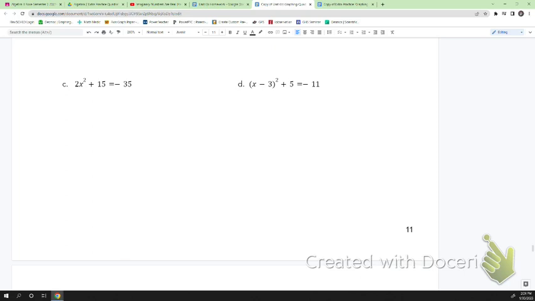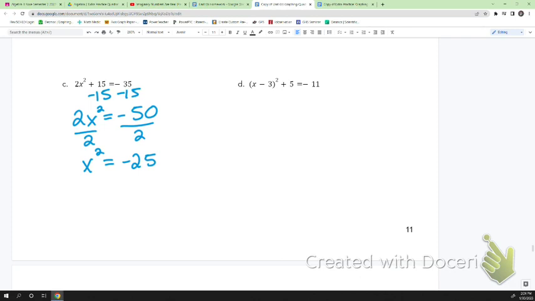All right, we're solving. I want to get the x squared by itself. What should I do first? Minus 15 from both sides. 2x squared equals negative 35 minus 15 more. What's it going to be? A negative 50. I'm still trying to get the x squared by itself. Divide both sides by 2.